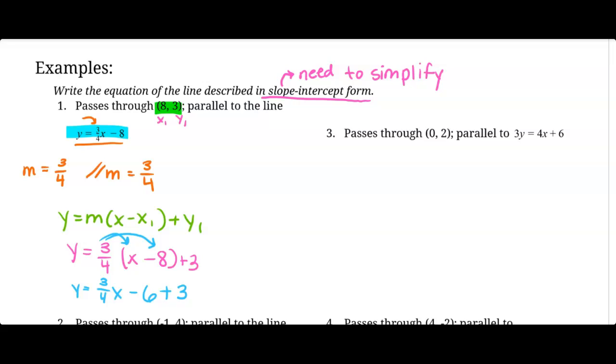Our last step is then to combine our like terms. So -6 plus 3 gives us y equals 3/4x minus 3. And that is our final answer. You can see that our slopes are the same and our y-intercepts are different.